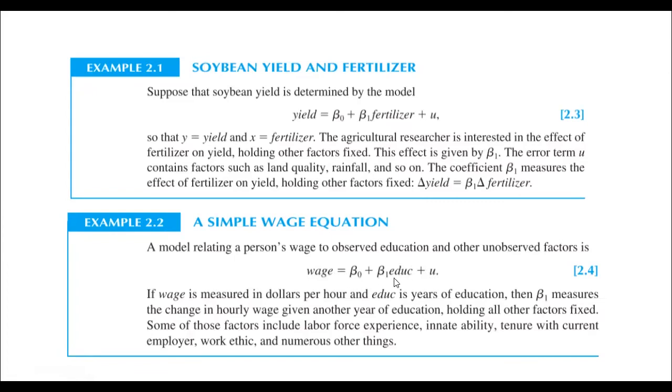However, education is not the only factor that affects wage or determines a person's wage. There are many other factors that can affect a person's wage, for example, his experience, his innate ability, his relationship with his employer, or his work ethic, etc. And all these variables are captured by the error term u here. So this is what a simple regression model looks like.